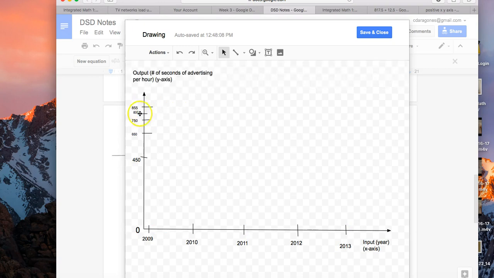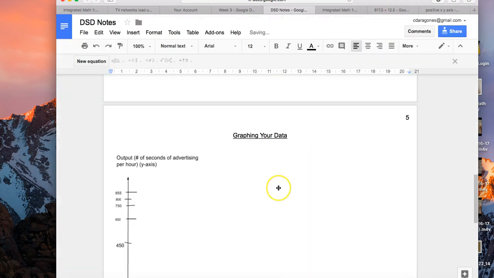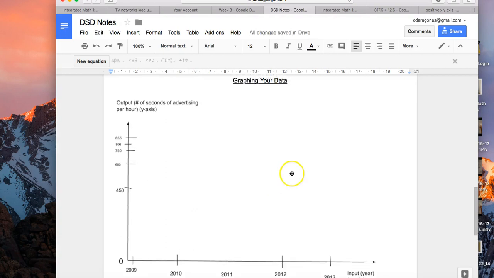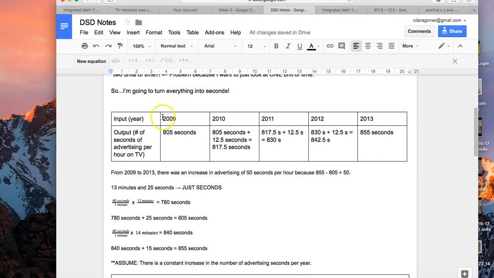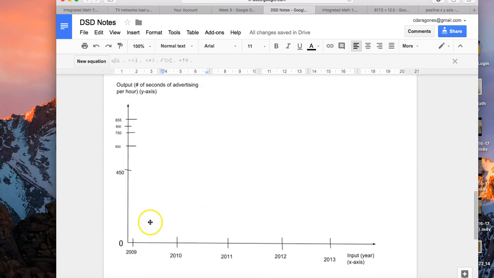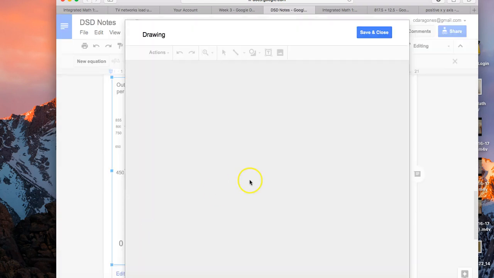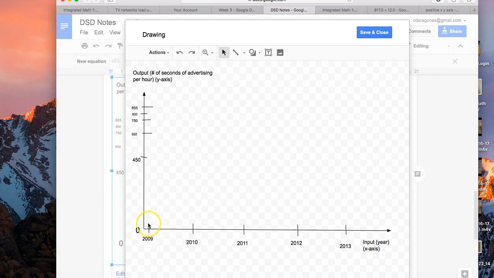Okay. All right, so now I have my scale. I can actually place data points. So looking back at my table, I know that at 2009, I had 805 seconds. So I'm going to go ahead and save this. And I'm going to look back at my table. 2009, I had 805 seconds. So I'm going to go to my table. And at 2009, I was up over here around 805 seconds.